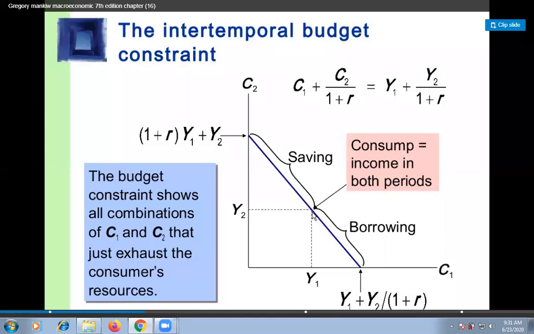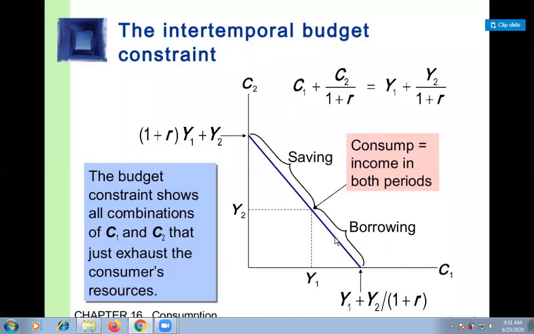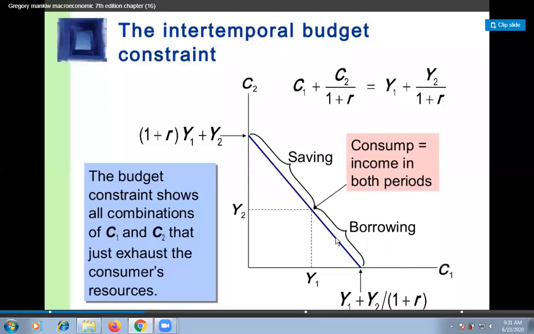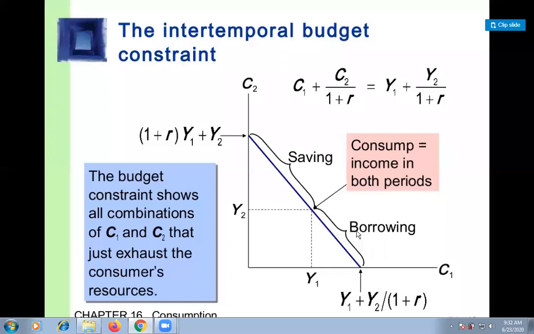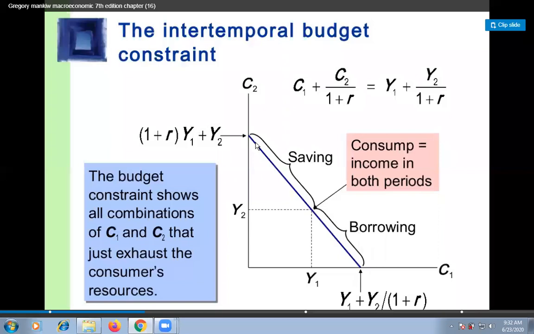Okay, and any point between this and this, the consumer consumes more C1, more of his income for C1, and less of his income for C2. It means he will borrow for more consumption in C1 and less consumption in C2. So this portion shows saving and this portion shows borrowing. So that is a very deep explanation again for your better understanding.